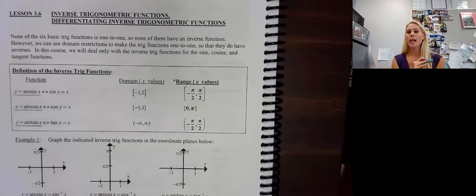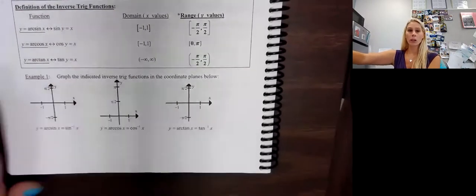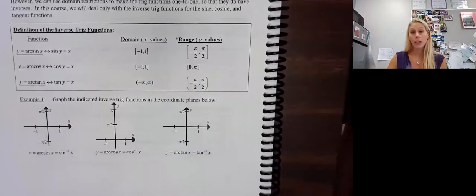Because if we switch x and y, what happens to our sine and our cosine, right? Well, if we flip it, it's no longer a function. So we have to restrict what we're doing so that we can still deal with the function. So this right here is just a review, okay?